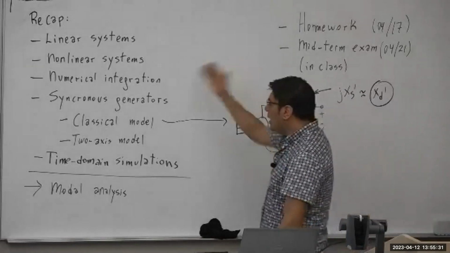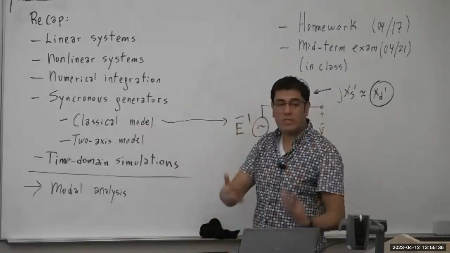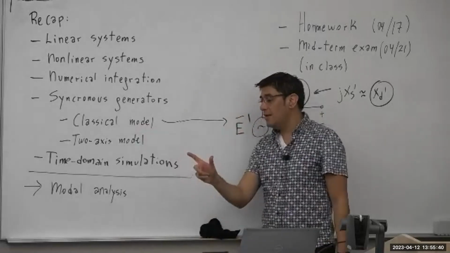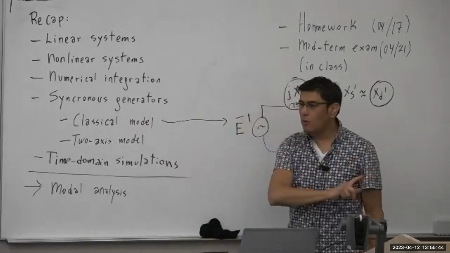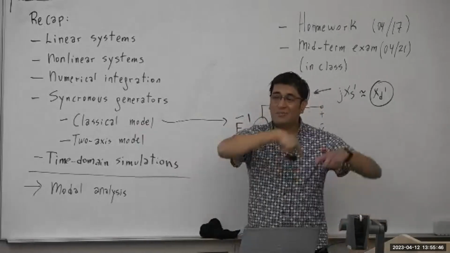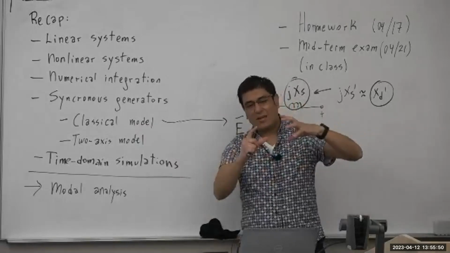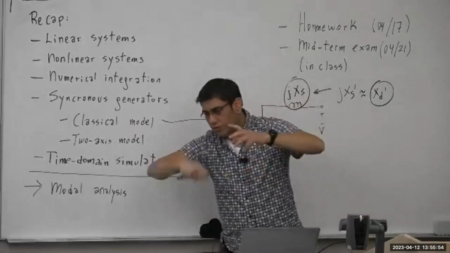Okay. Then we talk about the two-axis model. We introduced the Park transformation, and we discuss what is the meaning of these DQ components. And the meaning of those are those variables related with the stator, because we are relating a stator where all the components remain stationary, but the rotor is moving.